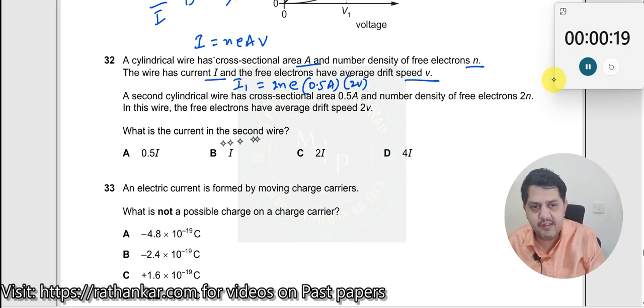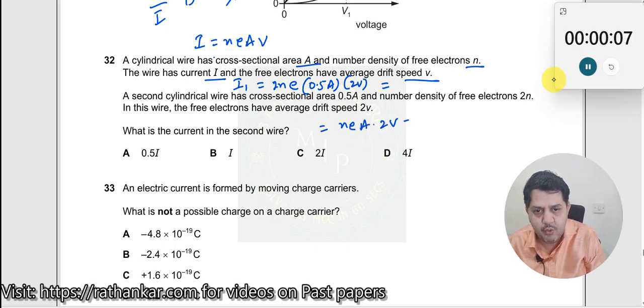What is he asking? What is the current in the second wire? So multiply all this. What do I get here? I get 2n, it should be n, 2 into 0.5 is 1. nEA into 2V, which should be equal to 2 times nEAV, which should be equal to 2 times the current I. So which is answer C over here.